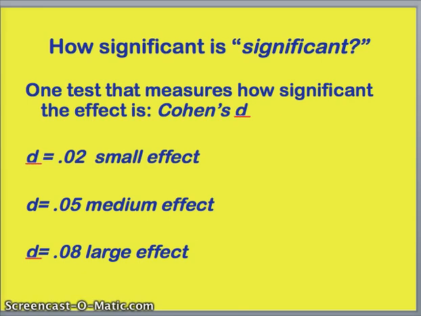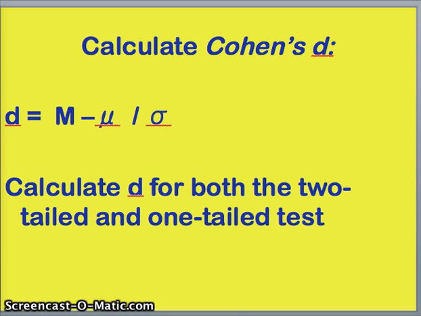We can use another test called Cohen's d to determine how substantial an effect is significant. A d of 0.02 is a small effect, a d in the range of 0.05 a medium effect, and 0.08 is a large effect. Calculating Cohen's d is very easy. You simply determine the difference between the sample mean, capital M, minus mu, and divide that by the population standard deviation. That's all there is to it.